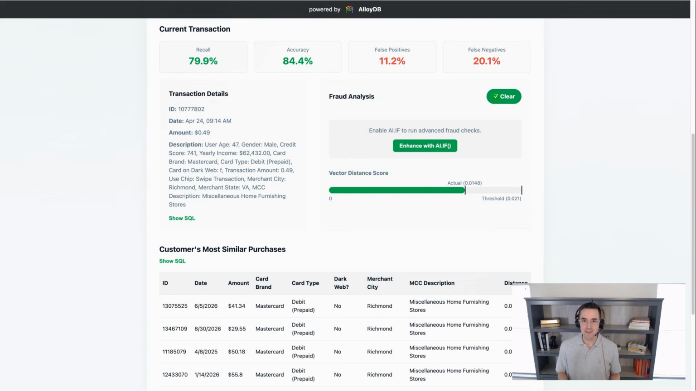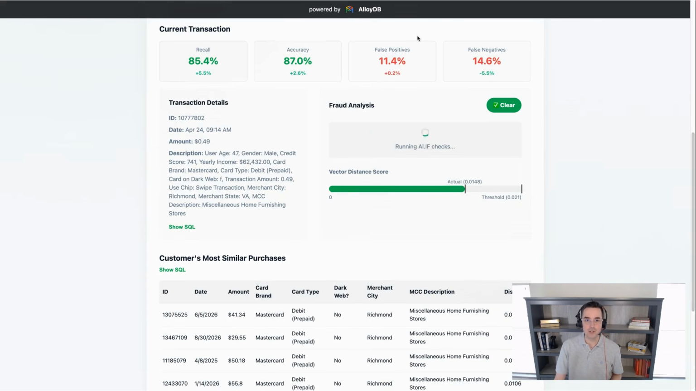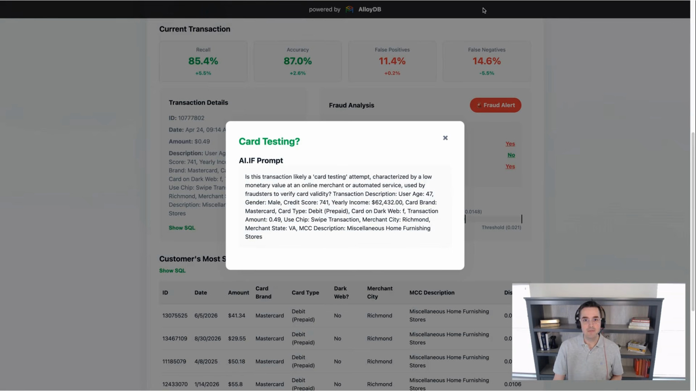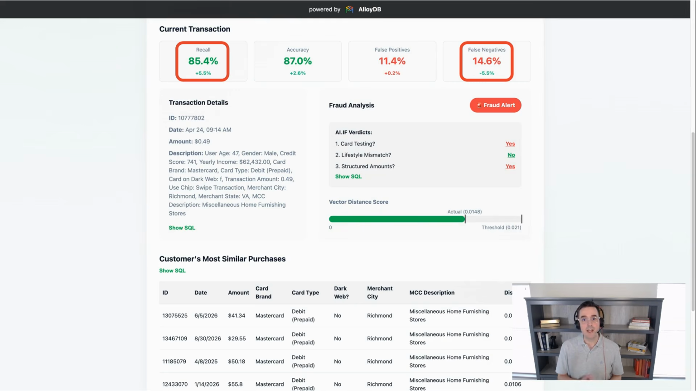What if we could use Gemini's reasoning to break the tie? For example, this transaction is a false negative. It's fraudulent, but our vector-based model didn't detect it at the current threshold. But now, with AlloyDB's AI functions, we can use the ai.if function to run a nuanced natural language analysis if our transaction falls just below the threshold. For example, here we're asking, based on this user's typical spending patterns, does this look like a card testing attempt? And in this case, yes. With this hybrid approach, we boost recall and reduce false negatives by over 5% apiece.